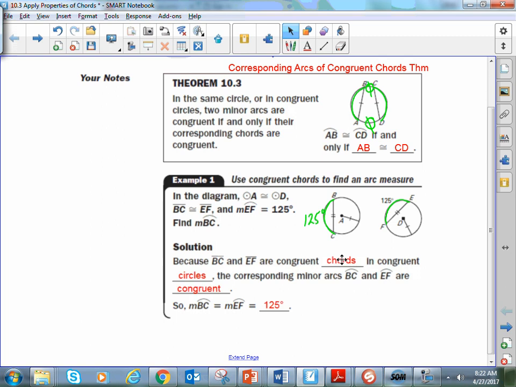Let's go ahead and take a look at our fill in the blank stuff there and get them down. When you're ready, let's move on.